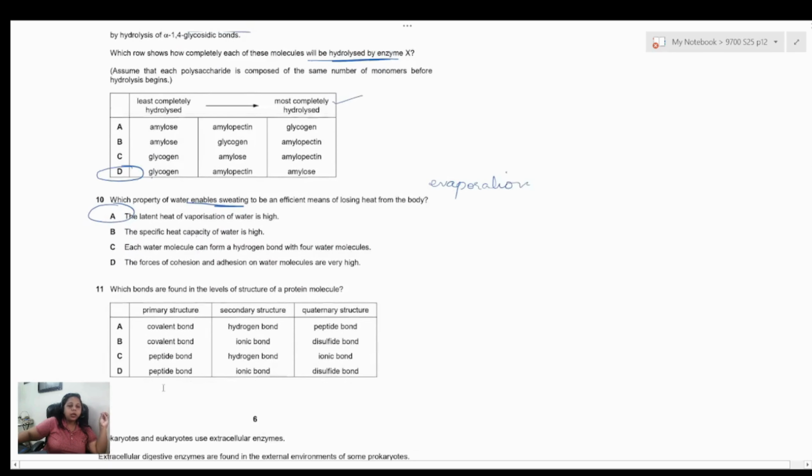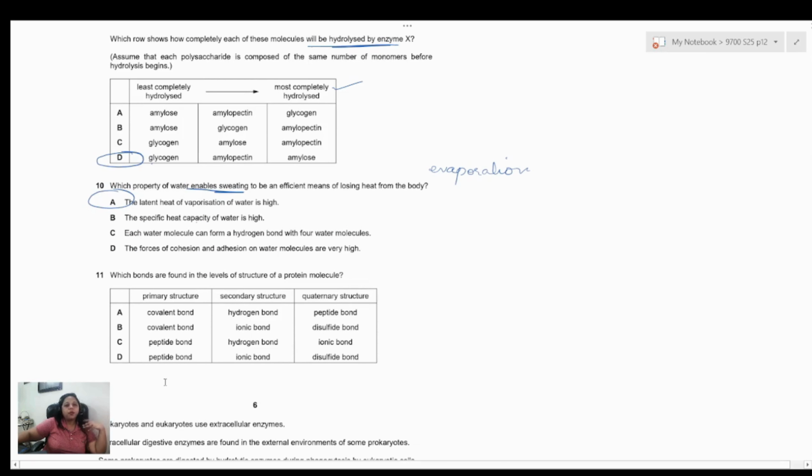Which bonds are found in the levels of structure of protein molecules? What type of bond do primary, secondary, and quaternary structures have? The primary definitely has a peptide bond because the different amino acids are joined together by peptide bonds. When it rolls into a secondary structure, it has hydrogen bonds, and further on when it rolls into the quaternary structure, there is a presence of ionic bonds. So the correct option is C.